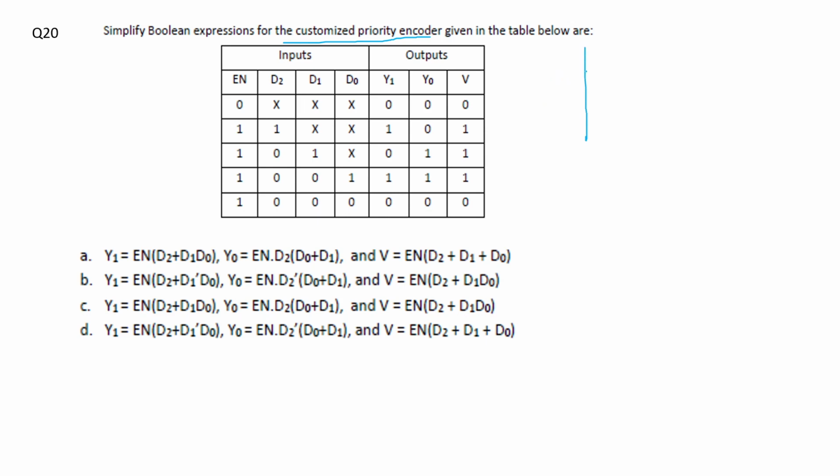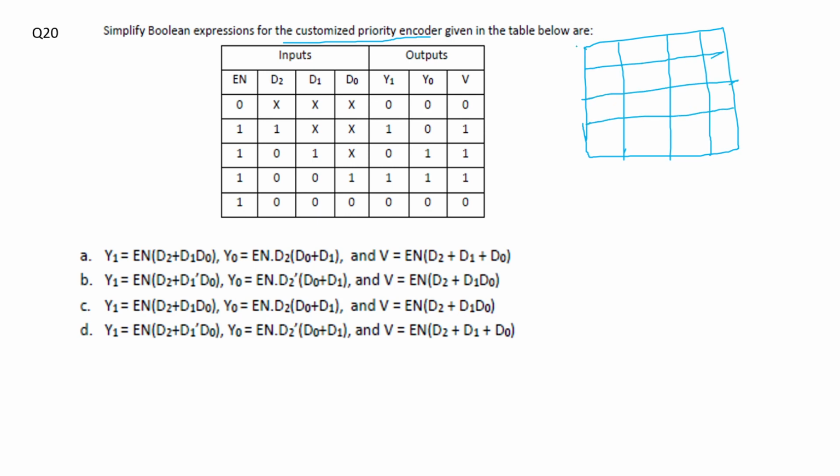We'll first write the output expression for y1, and we are using K-maps to simplify the expression. So we have 4 input variables. Here I have enable and d2, and then I have d1 and d0. So this is 0 0, this is 0 1, this is 1 1, and this is 1 0, this is 0 0, this is 0 1, this is 1 1, and this is 1 0.